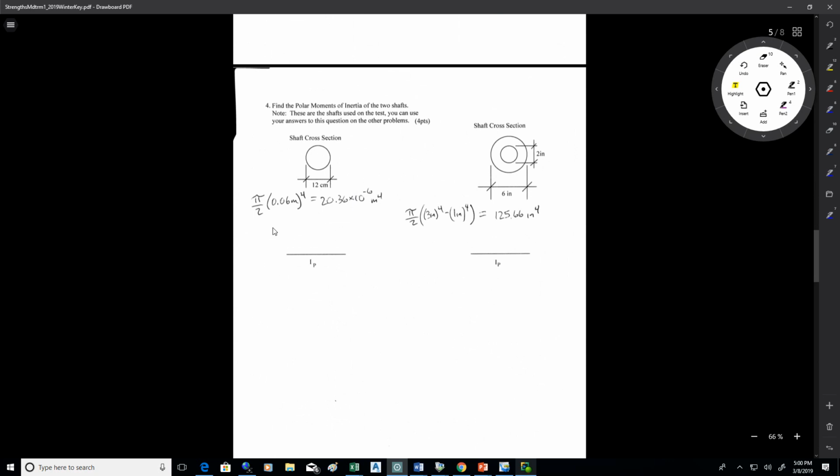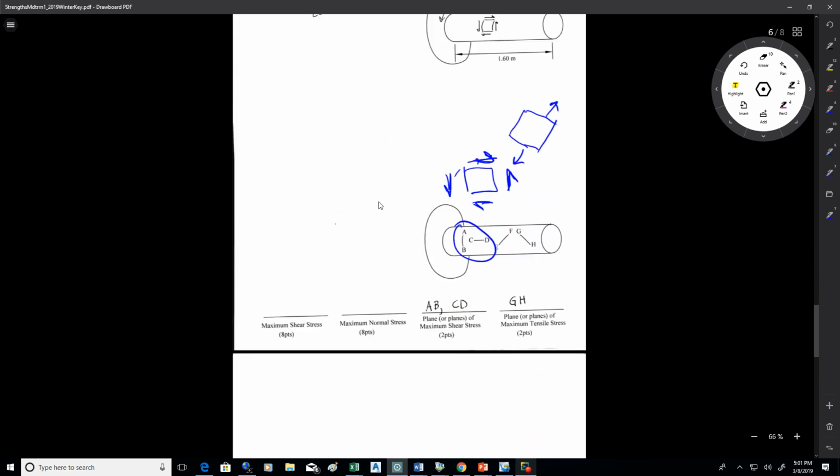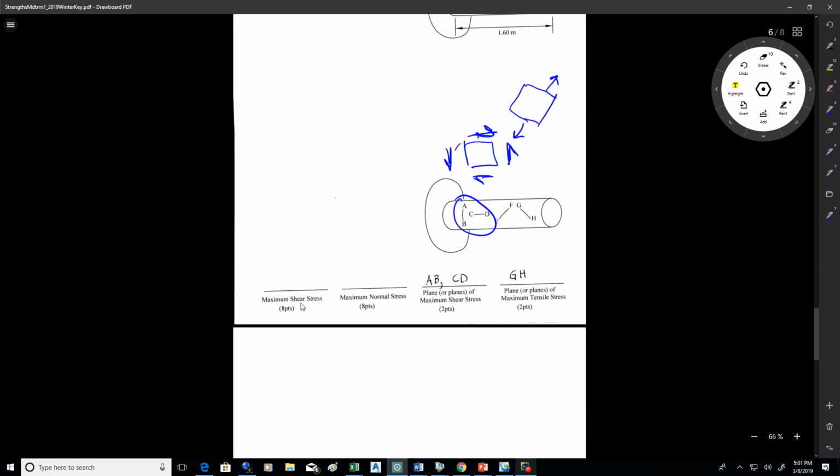Okay, the polar moments of inertia, pi over 2 r to the 4 for this one, pi over 2 outer radius to the 4 minus inner radius to the 4 for this one. You can use these values throughout the rest of the test. Okay, find the maximum shear stress and tensile stress in the shaft. That's just TR over I. You've got T, you got the radius, which would be half the diameter, and you got I, so it's 2.12 megapascals. That's both the maximum shear and normal stresses.